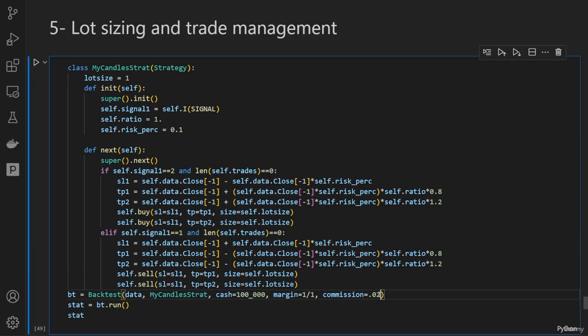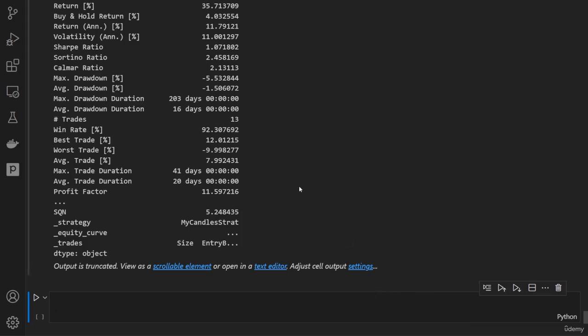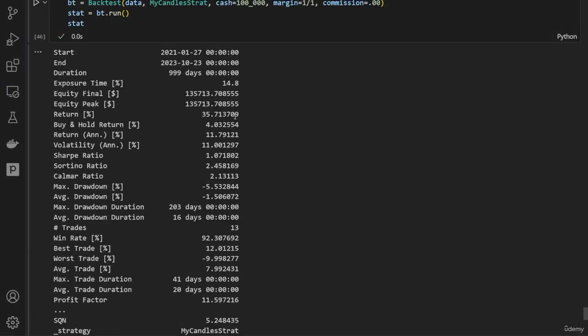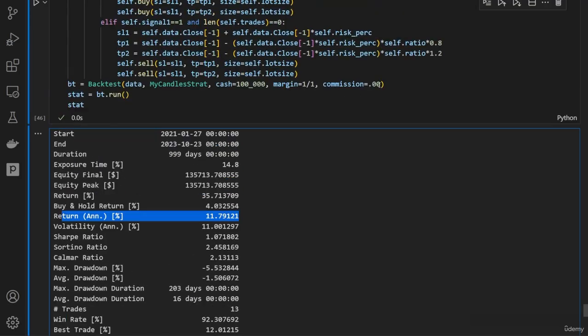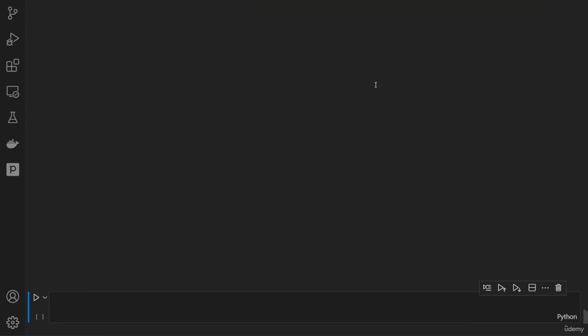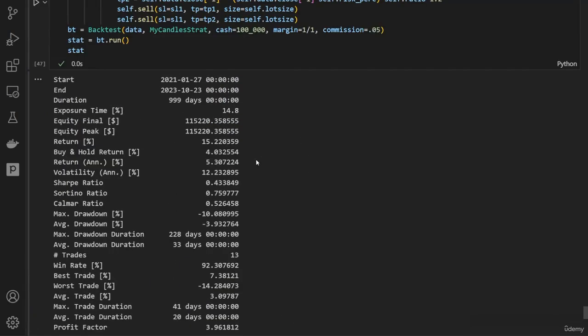So now I'm going to remove the commission, first of all, to be able to compare it with the previous strategies. So we have 35% as is in return, around 11% per year. So that's not very bad. We can add some commission, so 0.05 that we've added before, and we are still around 5% in returns per year, because in total over 3 years it's 15%.